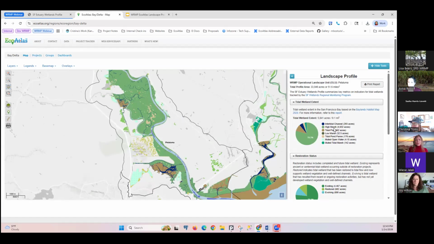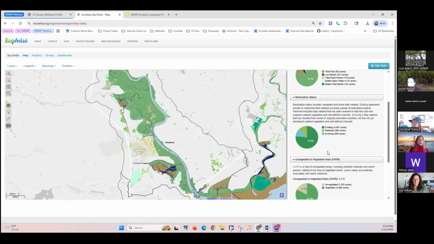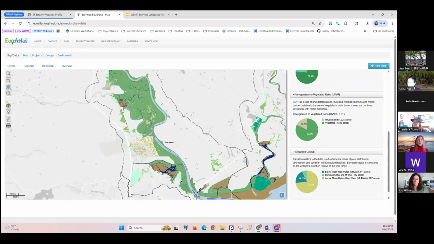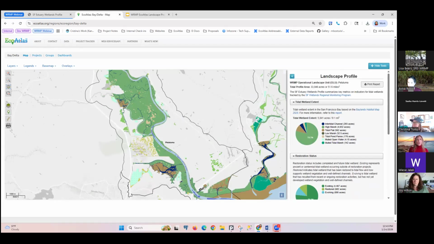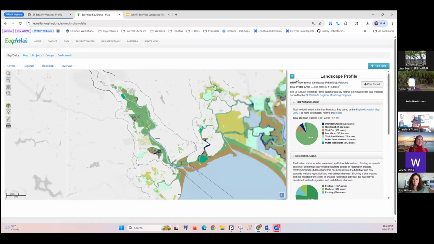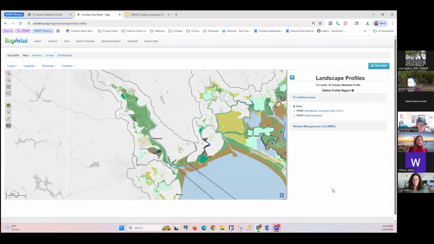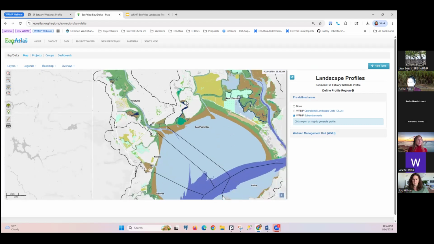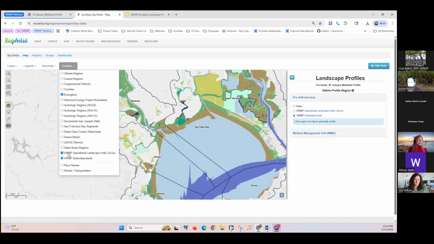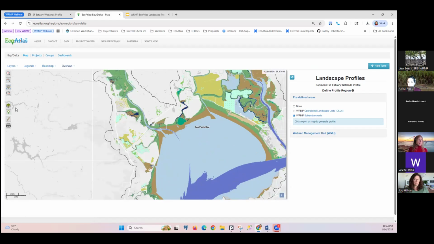So as Lisa was mentioning, you can see the changes in the habitat types, the changes in the restoration and in the different metrics as you change that scale. And then if we zoom up one more level, let's go back out and we'll select a new region. This time we will select WRMP sub-embayments. So at this level, let me also just turn off the operational landscape units so that we can really see those larger sub-embayment boundaries.